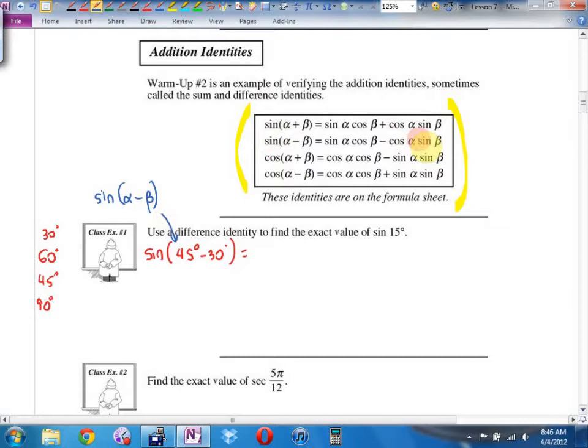And I'm going to write this out, except, Nicole, wherever I see an alpha, you know what I'm going to put? 45. Wherever I see a beta, you know what I'm going to put? 30. So I'm going to say that this works out to sine 45 cos 30 minus cos 45 sine 30.